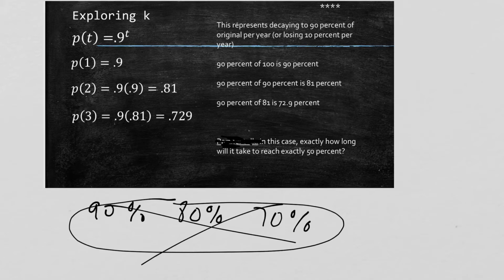Because what happens is we're going to drop to 90% of what we started as, right? 90% of 100 is 90. And then we're going to take 90% of that now. So 90% of 90 is going to be 81. And then we're going to take 90% of that. So 90% of 81 is going to be 72.9. So the question is, how many times do we have to drop by 10% before we hit 50%, right?